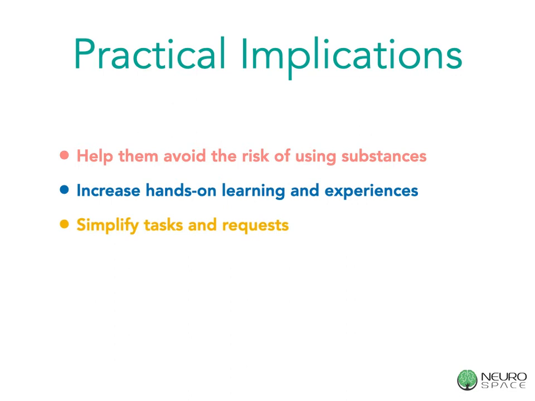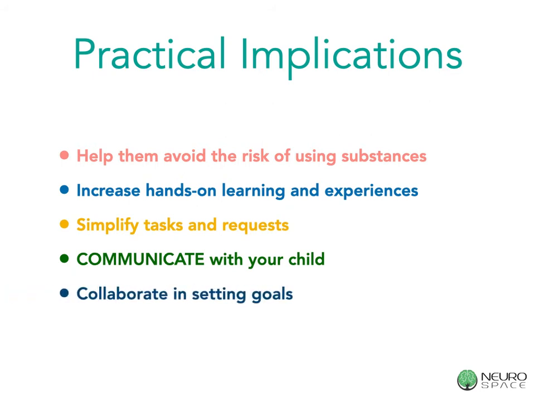Simplify the tasks and requests that you place on your child. Communicate with your child clearly, and especially about your own difficulties. Communicate emotions appropriately, regulate and manage your own emotions appropriately, and do not ice your child out, or keep your child in the dark about matters which you feel are difficult for you to manage. Collaborate while setting goals. Do not demand behavior change. Instead, work with your child in order to set and prioritize goals for appropriate behaviors.